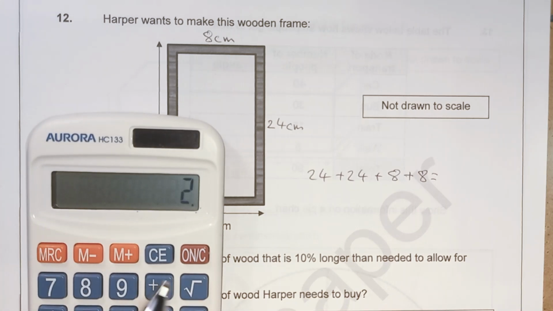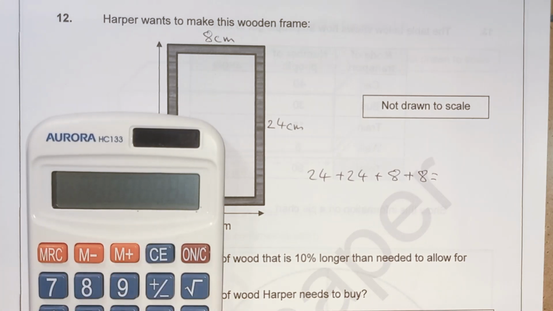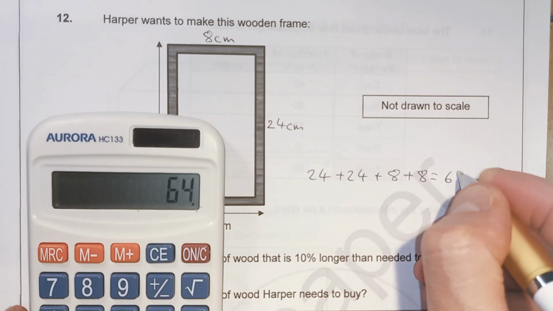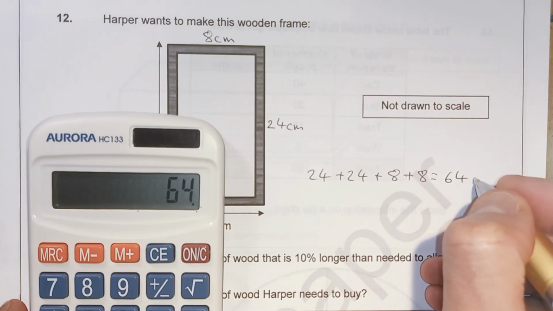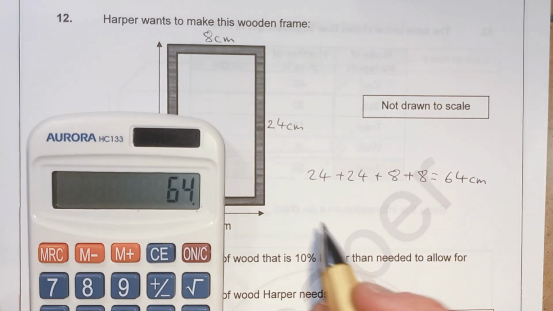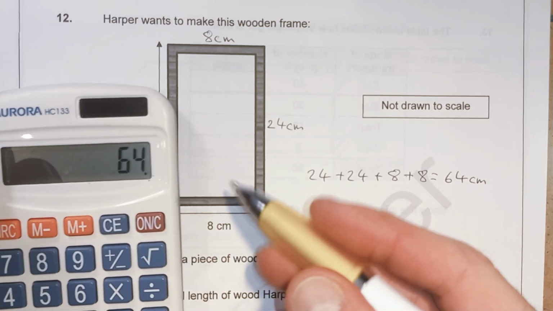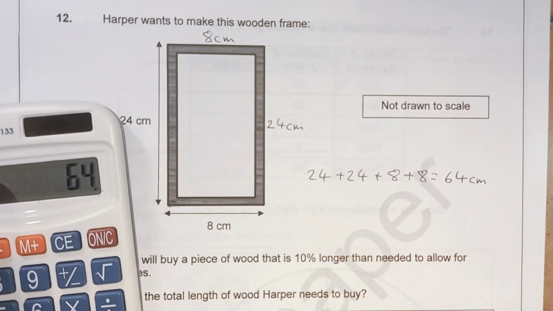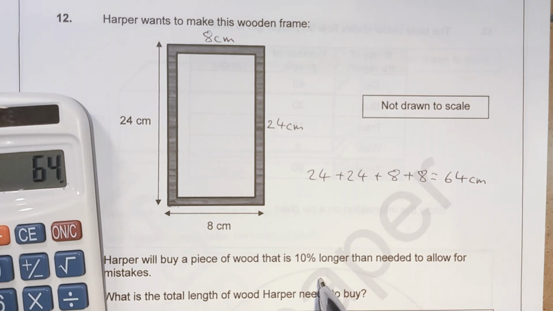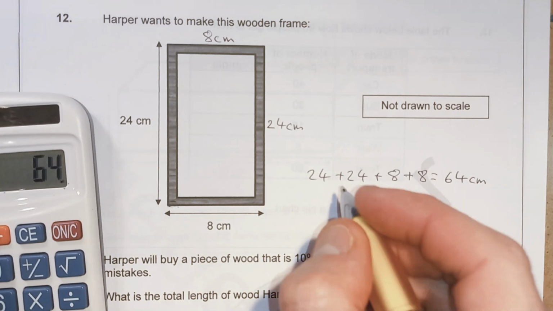24 plus 24 plus 8 plus 8. So yeah, you could see this question as like a level 2 question, or maybe even a GCSE question if they gave you the width, and then it would make it more complicated. But with this one, we'll keep it straightforward. But we do need to add on the 10%.